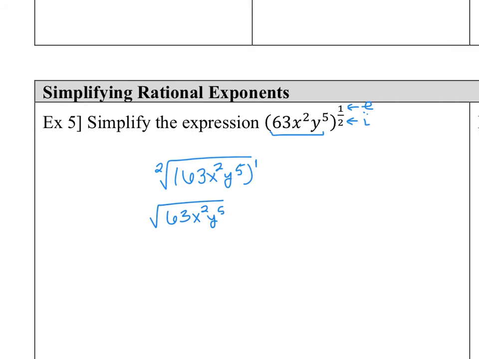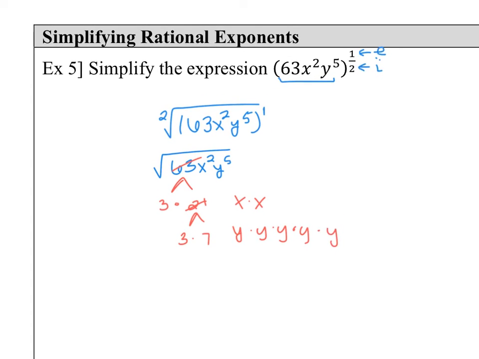Now that we have this radical, we're going to simplify. So we need to break down the 63 into, I did 3 times 21. You could have done something different. 3 is prime, but I know 21 is 3 times 7, and both 3 and 7 are prime. So now let's worry about our variables. So x squared means there's 2 x's multiplied together. Y to the 5th means there are 5 y's multiplied together. Now that I have everything expanded, let's go group these things up.